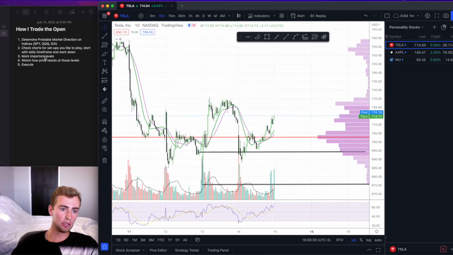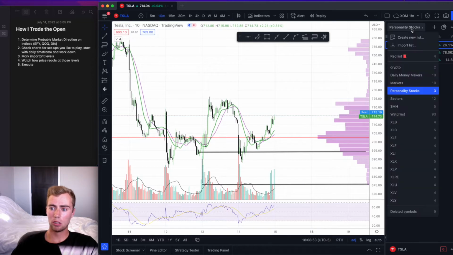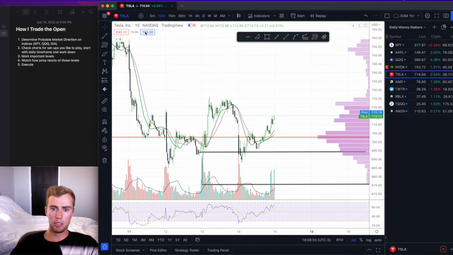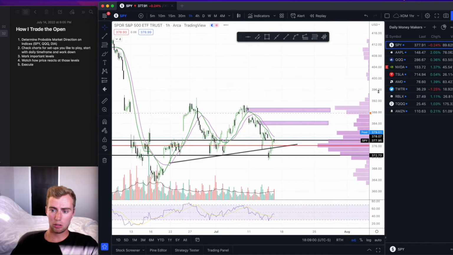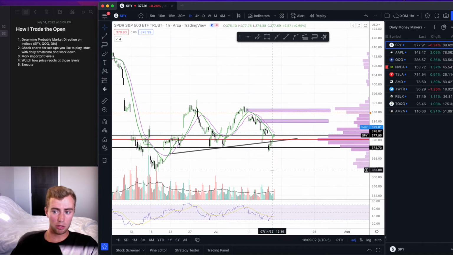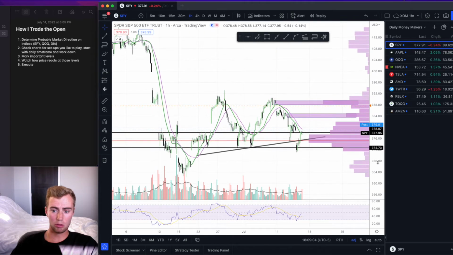You can see here on the left side of my screen I have the 5 steps that I focus on. So the first step, determine probable market direction on the indices, meaning the SPY, the S&P 500, the NASDAQ, and the Dow. What I like to do is pull up the hourly or the 30-minute chart of all three of these to determine what we're seeing.